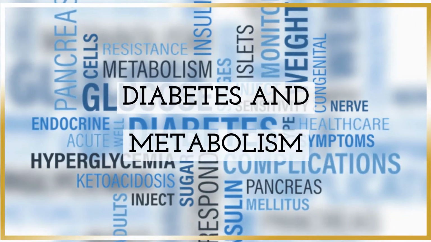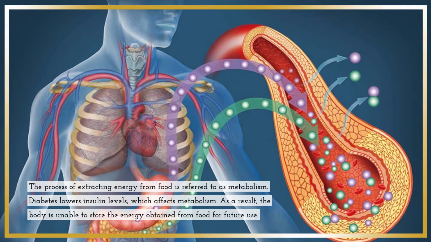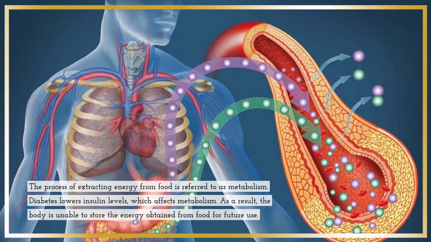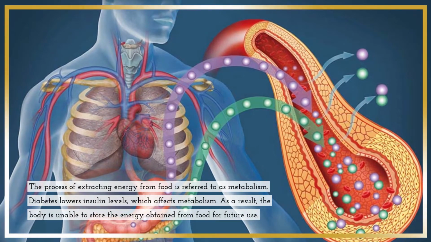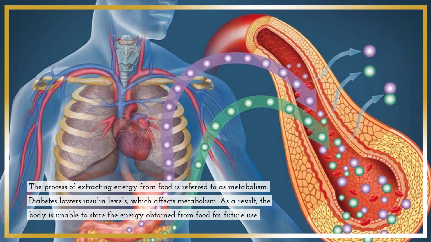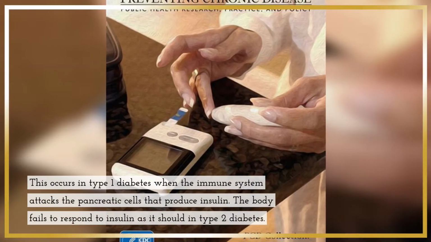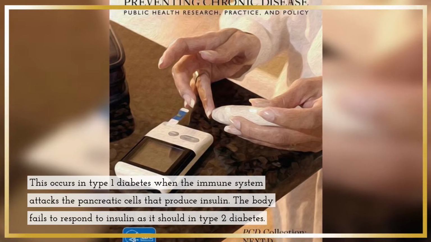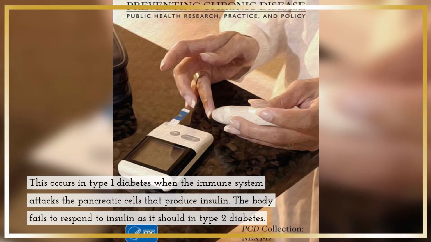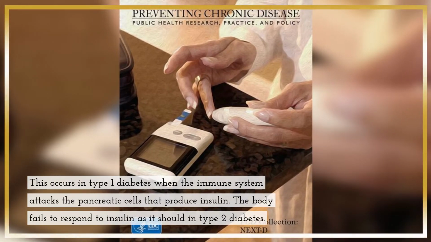Diabetes and metabolism. The process of extracting energy from food is referred to as metabolism. Diabetes lowers insulin levels, which affects metabolism. As a result, the body is unable to store the energy obtained from food for future use. This occurs in type 1 diabetes when the immune system attacks the pancreatic cells that produce insulin. The body fails to respond to insulin as it should in type 2 diabetes.